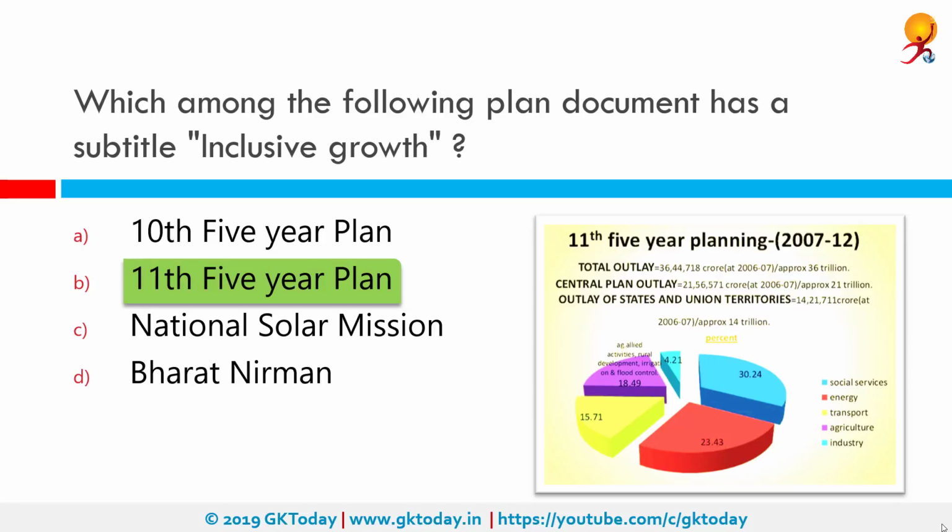So what all does the 11th five-year plan have? Its duration was between 2007 and 2012 and it was prepared by C. Rangarajan. Its main theme was faster and more inclusive growth and its growth rate target was 8.1 but it achieved 7.9%.